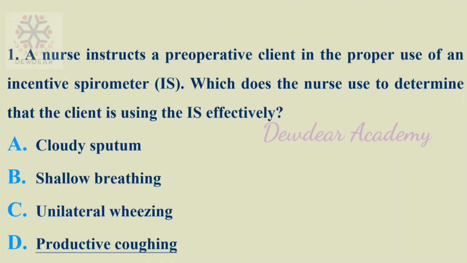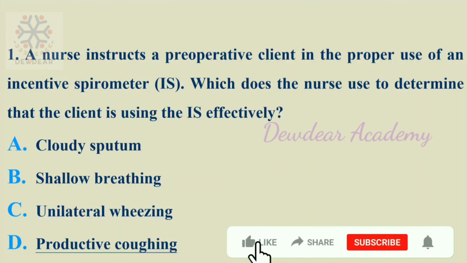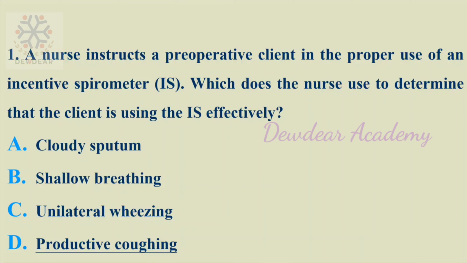Incentive spirometry helps in reducing atelectasis, it opens airways and it stimulates coughing, and thus it helps in mobilizing the secretions for expectoration. So cloudy sputum, shallow breathing, wheezing and all indicate that incentive spirometry is not effective, because they point to infection, counterproductive depth of breathing and bronchoconstriction. So here the correct answer is productive coughing, because incentive spirometry helps in opening the airways and it stimulates coughing.